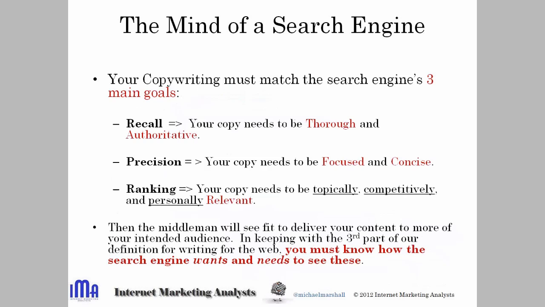So, in your copywriting, here's how you address these three goals. For recall, your copy needs to be thorough and authoritative. For precision, your copy needs to be focused and concise. And for ranking, your copy needs to be topically, competitively, and personally relevant. Those are three areas of relevance. So topically is somewhat obvious. It's just that you've got to be talking about the topic in a meaningful way. You know, one paragraph or two paragraphs just won't cut it. Competitively means you've got to be talking about it in a way that is better than what your competitors are doing.